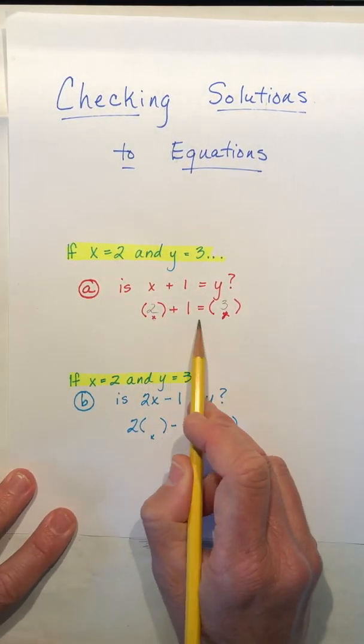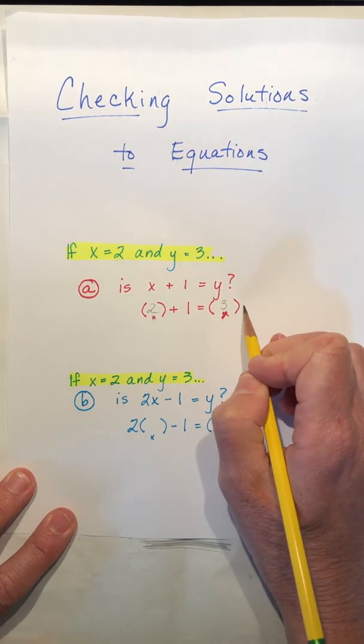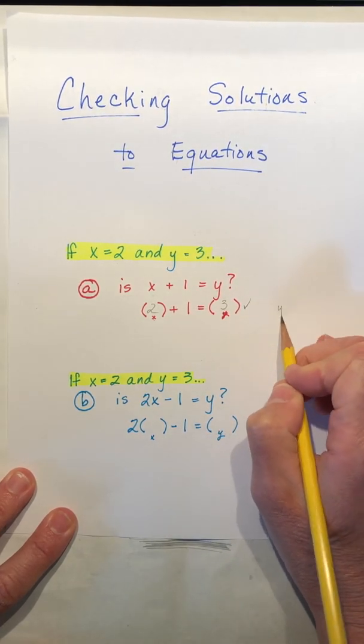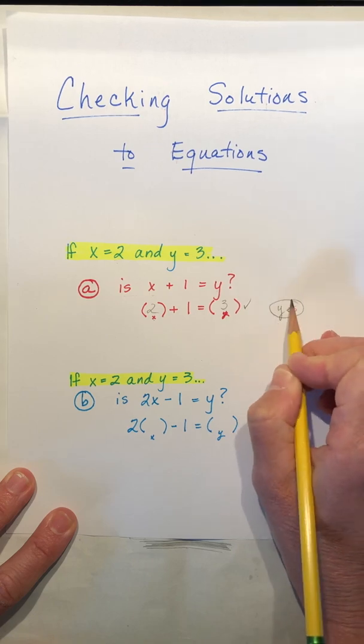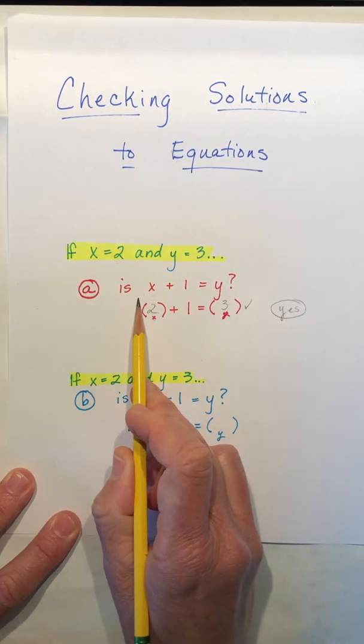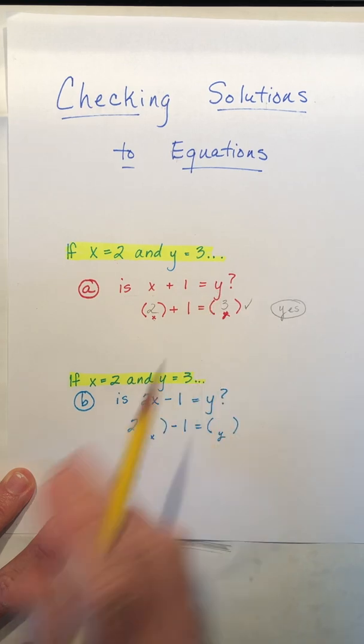So is 2 plus 1 equal to 3? Yes, it is. And so we say yes. With these values, this makes the equation true.